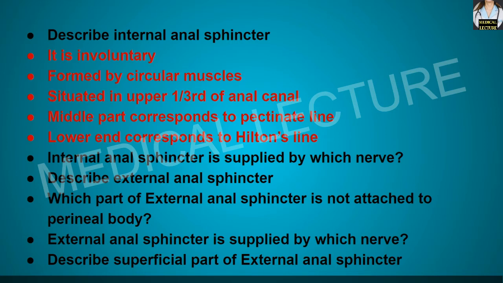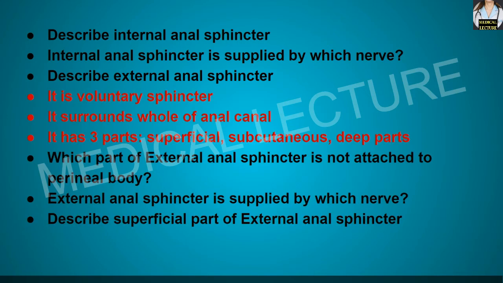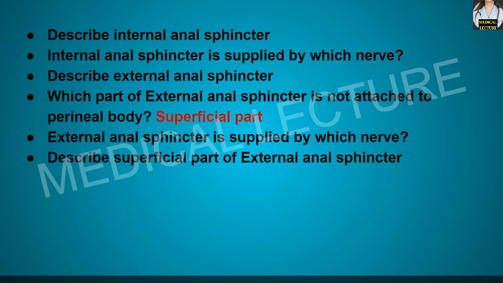The internal anal sphincter is supplied by which nerve? By the superior hypogastric nerves. Now describe the external anal sphincter. So it is a voluntary sphincter. It surrounds the whole of the anal canal and it has three parts, that is the superficial, subcutaneous and the deep parts. Which part of the external anal sphincter is not attached to the perineal body? The superficial part of the external anal sphincter is not attached to the perineal body.